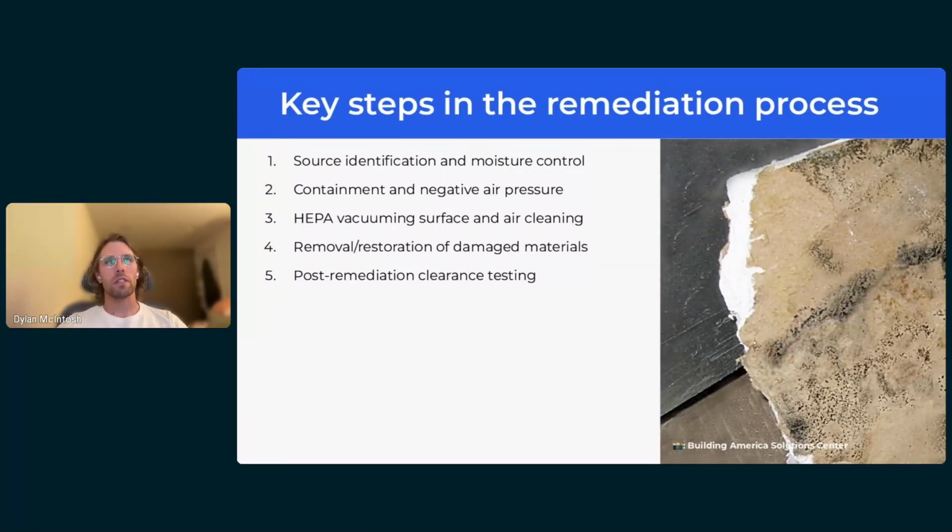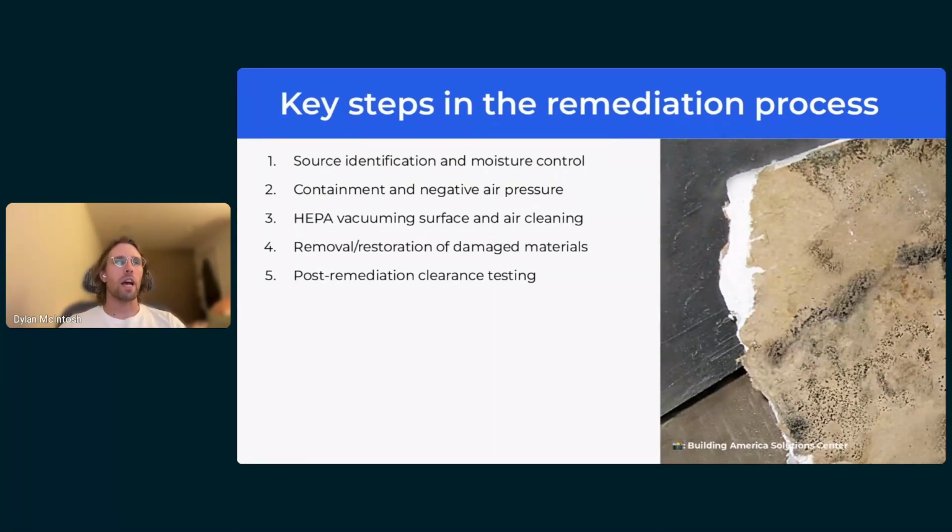The next step is surface cleaning via HEPA vacuums or air cleaning using HEPA air scrubbers. You may also consider dehumidification as well, removing excess moisture from the air.